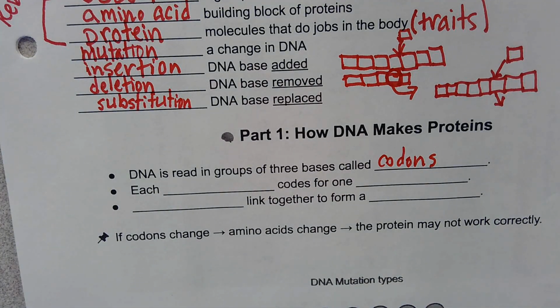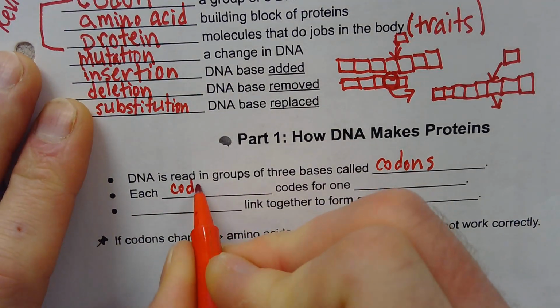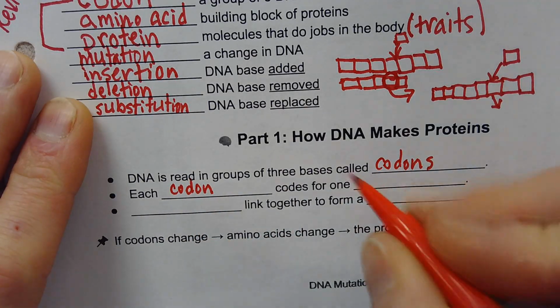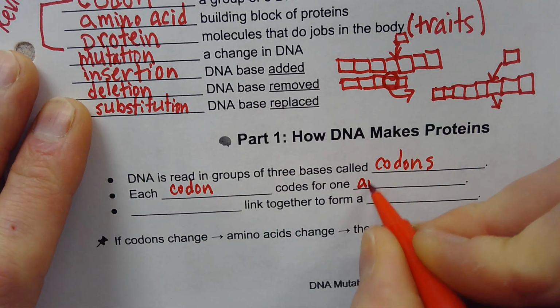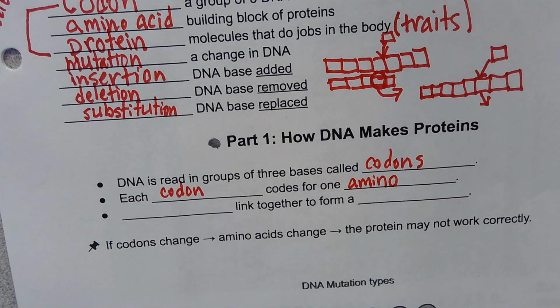All right. Each codon codes for one amino acid. So each codon, I'm just going to keep using this word, codes for one amino acid. So we've got 3 things. And I just really want to drive home this point. It's not one base that creates that amino acid. They're always in groups of 3 that make those amino acids.